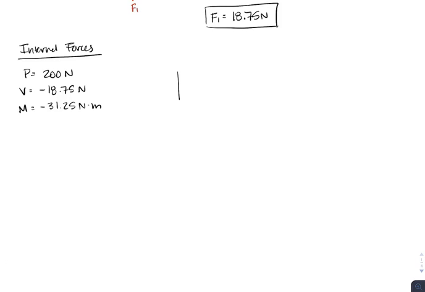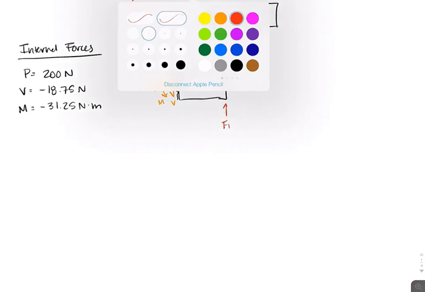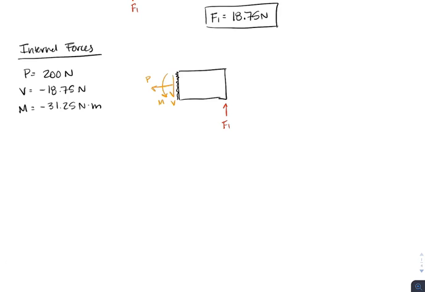If we take our beam, and this is where our cut is, this gives us a shear that's going down, a moment that's also going down, and an axial force that's going outward. So this is going to be our P, our M, and our V, and this is our F1. These are the actual directions based off of the positives and negatives of the internal forces that we found. If we now flip it to look at the other side of the cut, we have to flip those forces as well.